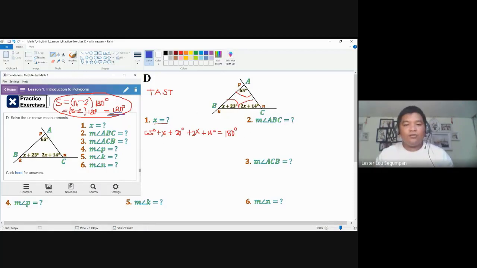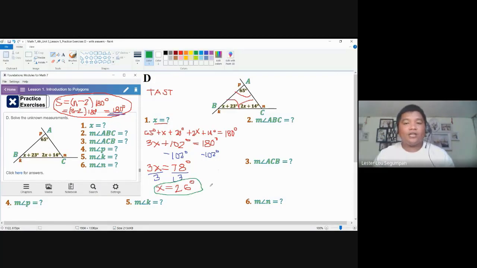So for this item, let's continue. x plus 2x is 3x. 65 plus 23 is 88, plus 14 is 102. So 102 degrees is equal to 180 degrees. Then subtract 102 degrees from both sides. You will have 3x equals 180 minus 102, which is 78 degrees. Finally, divide both sides by 3. The value of x is 78 degrees divided by 3, which is 26 degrees. Let me check that: 26 times 3, 6 times 3 is 18, 2 times 3 is 6 plus 1, 78. That's correct. So this is the value for x.